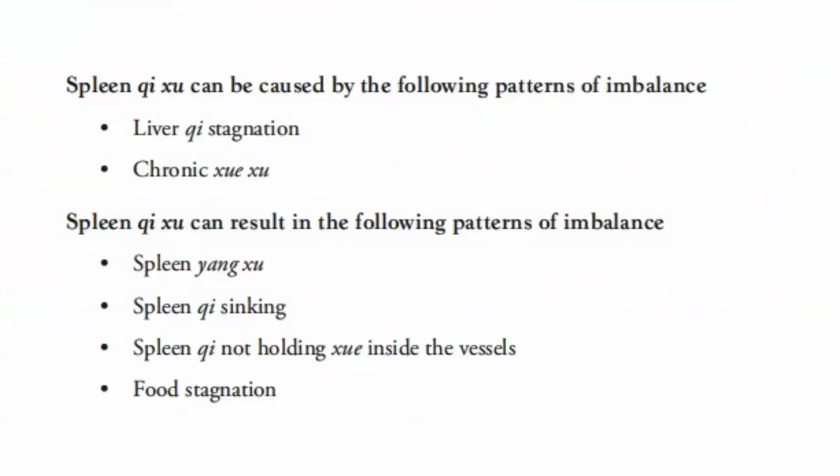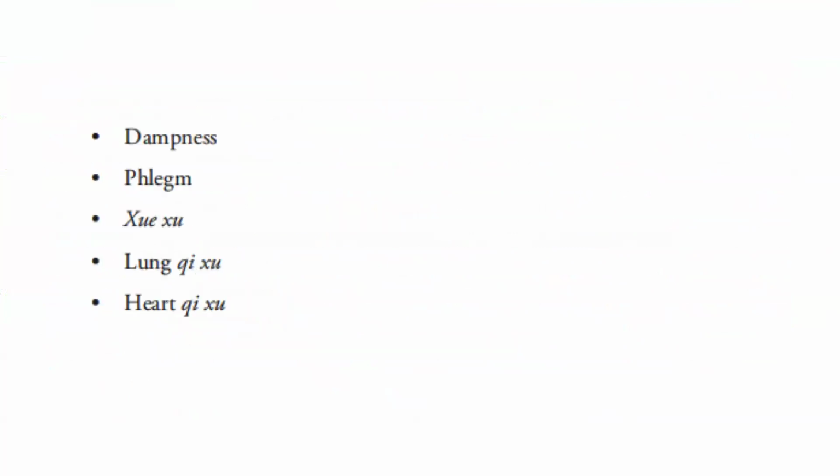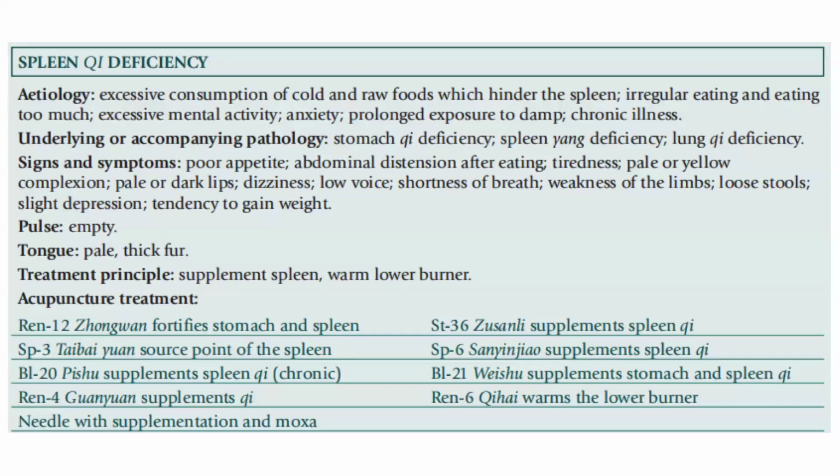Spleen qi deficiency can be caused by liver qi stagnation and chronic blood deficiency. Spleen qi deficiency can result in spleen yang deficiency, spleen qi sinking, spleen qi not holding blood inside the vessels, food stagnation, dampness, phlegm, blood deficiency, lung qi deficiency, heart qi deficiency.